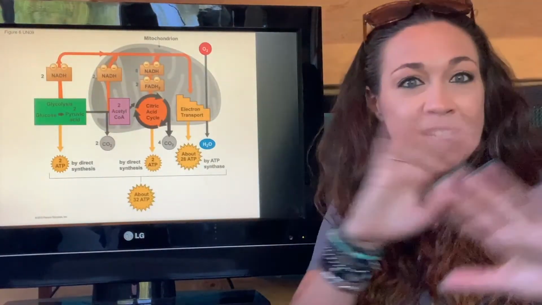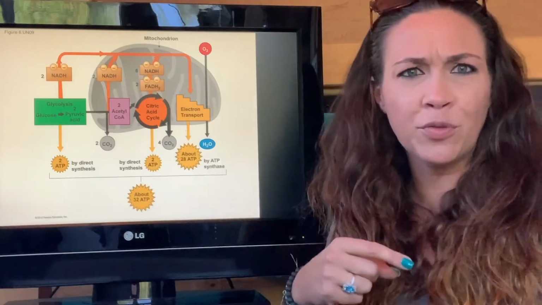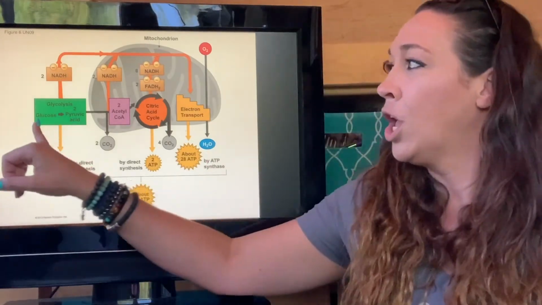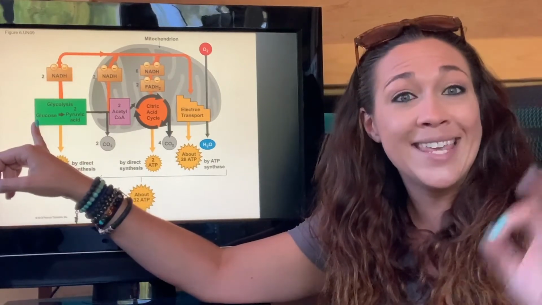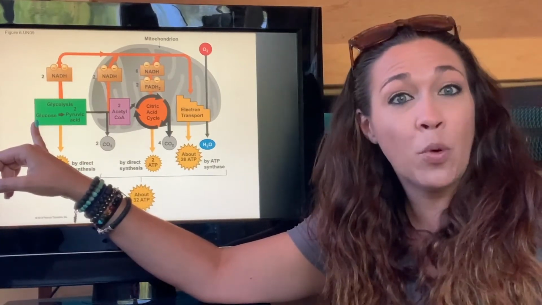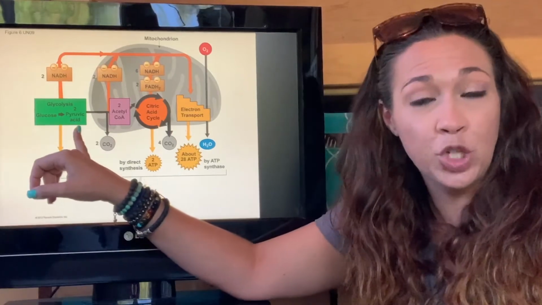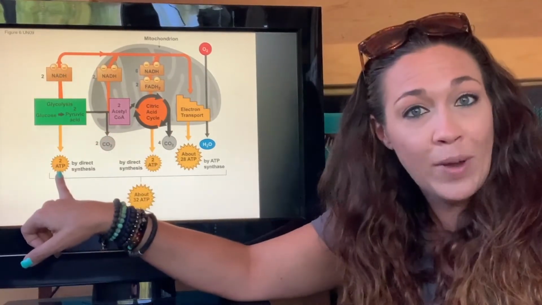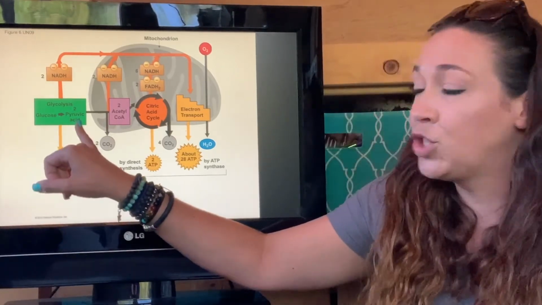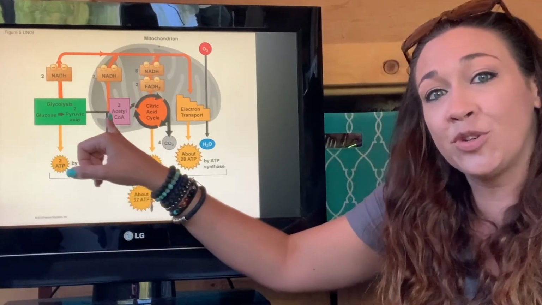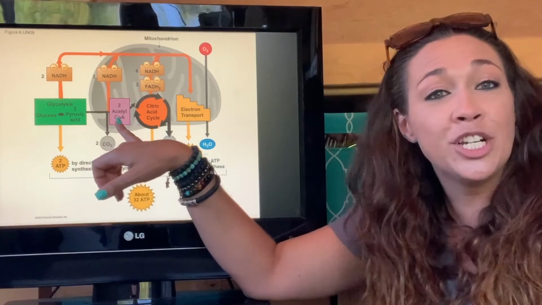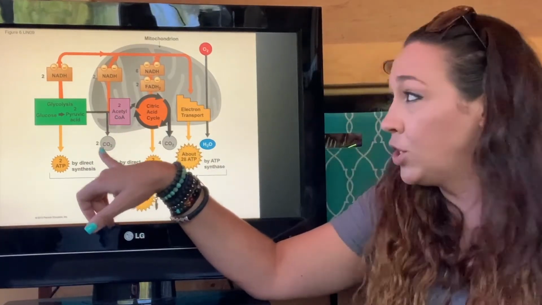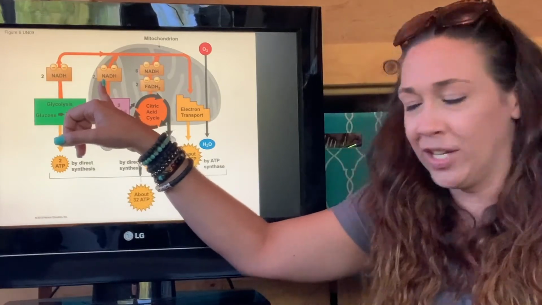Okay, so to sum it all up, we're going to go through all the 4 steps real quick and in short form right here. So, glycolysis occurs in the cytoplasm. You take one glucose molecule, you turn it into 2 pyruvic acids, 2 NADHs, and 2 ATP. Those 2 pyruvic acid molecules will then enter the mitochondria, where they will get turned into 2 acetyl-CoA molecules, as well as 2 CO2 and 2 NADHs.